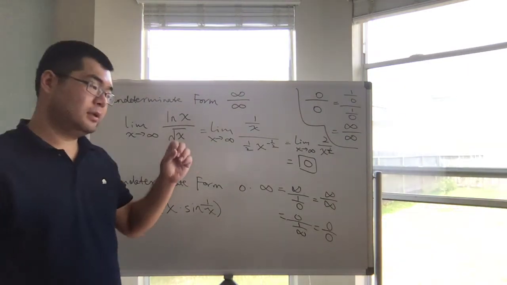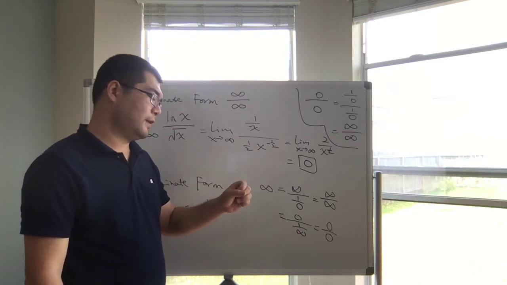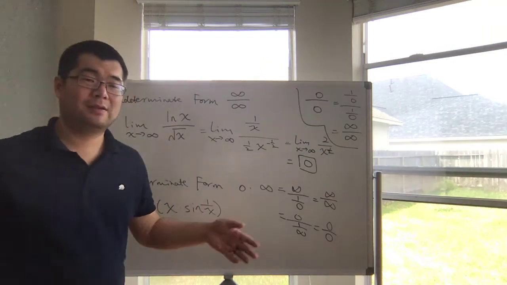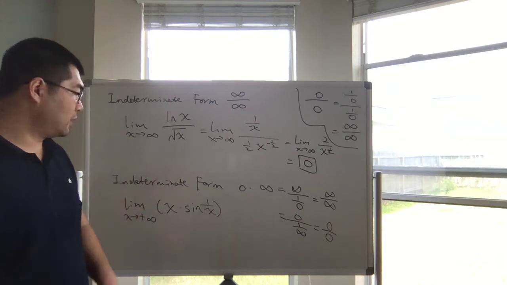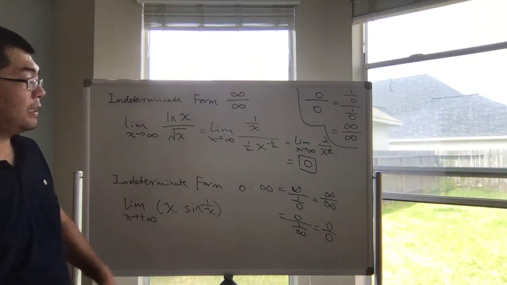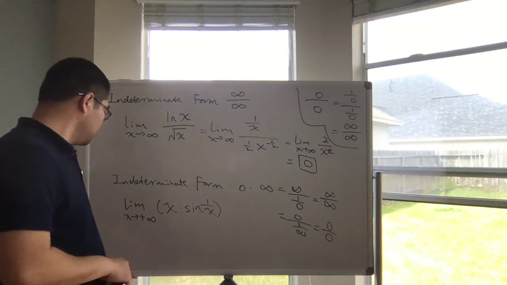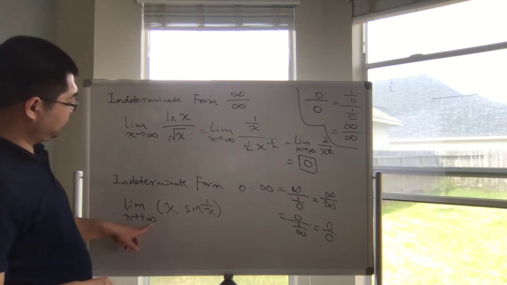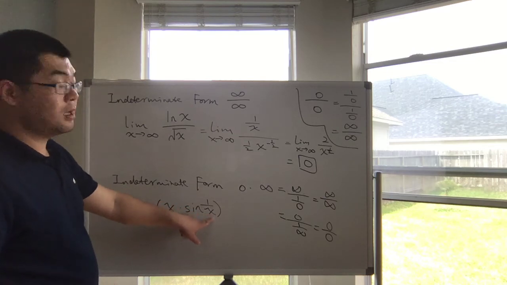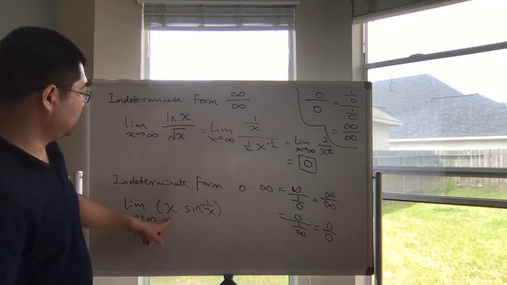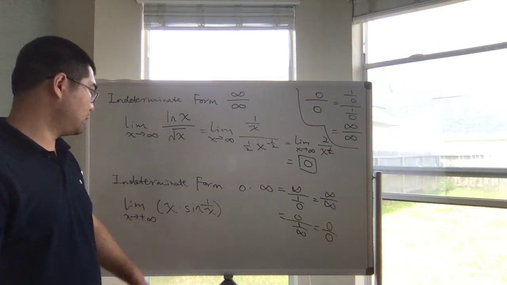as you can see, 0 over 0, infinity over infinity, and 0 times infinity are kind of equivalent forms. Okay, so now let us take a look at this problem here. Limit as x goes to infinity of x times sine of 1 over x. Okay, so this is infinity. This is going to be sine of 0, which is 0. So it's infinity times 0.